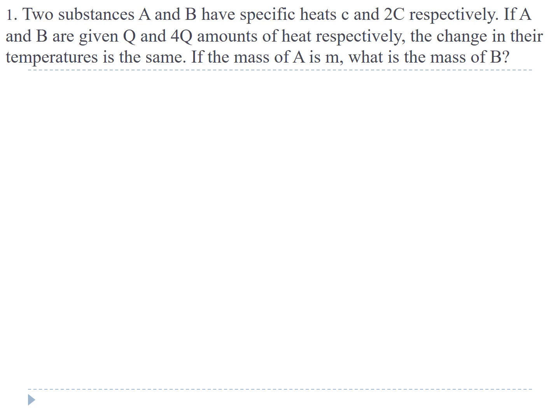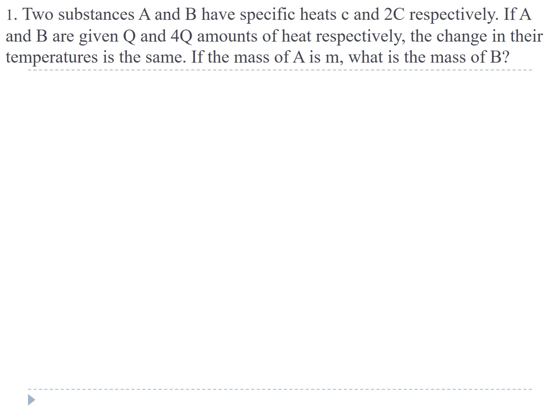Okay, the same thing is repeated in the next sentence. It's written if A and B are given Q and 4Q amounts of heat respectively. Again the word has come. Okay, so here A is written first in the sentence, and in heat Q is written first. So A has the heat of Q and B has the heat of 4Q.